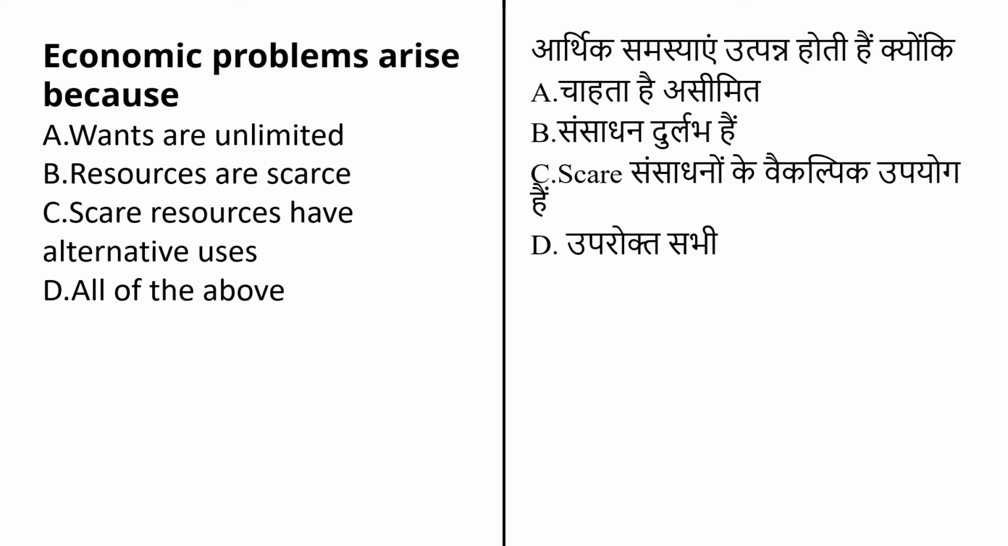The next question here is, economic problem arises because of. जो इकोनॉमिक प्रॉब्लम होती है वो अराइज होती है क्योंकि. And the options given are: wants are unlimited, resources are scarce. Third option is scarce resources have alternative uses, and the last option is all of the above.